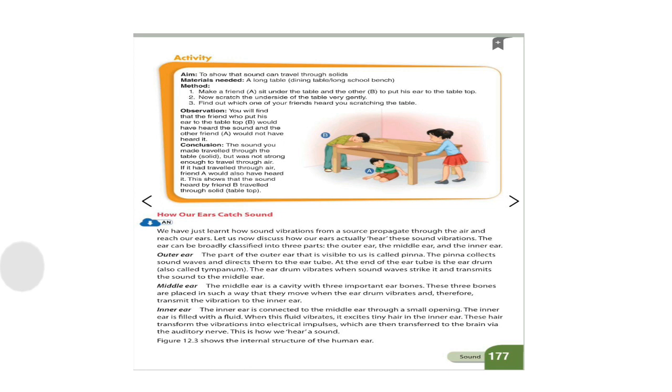The ear can be broadly classified into three parts. What are the three parts? The outer ear, the middle ear and the inner ear. Outer ear. The part of the outer ear that is visible to us is called pinna. We can see our outer ear. The outer ear is otherwise called pinna.